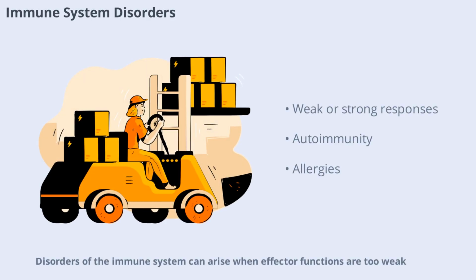Disorders of the immune system can arise when effector functions are too weak, too strong, or misdirected. These include immunodeficiencies, autoimmune diseases, and allergies. Understanding effector mechanisms is key to diagnosing and treating these conditions.